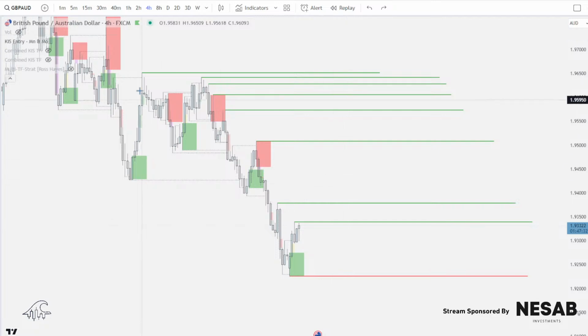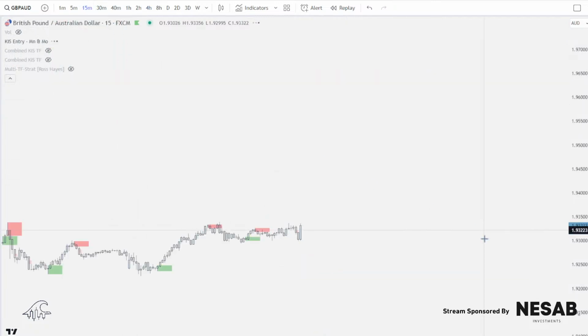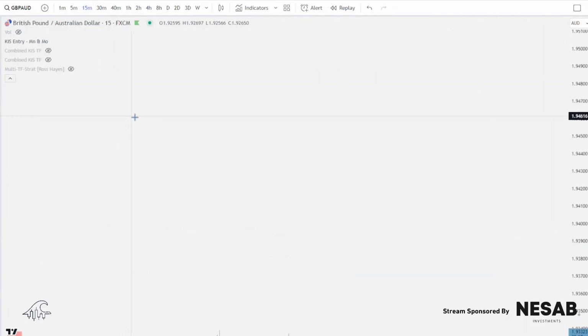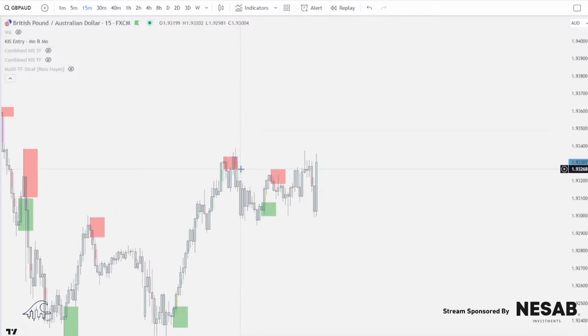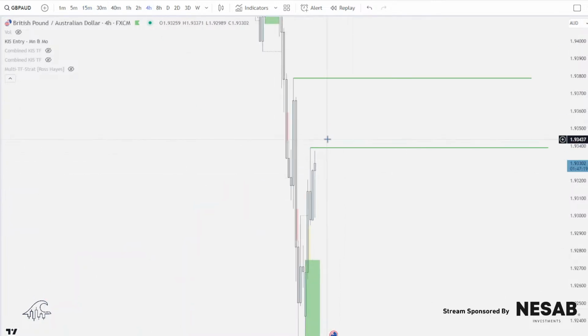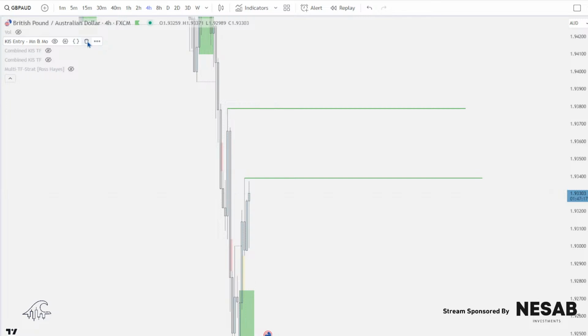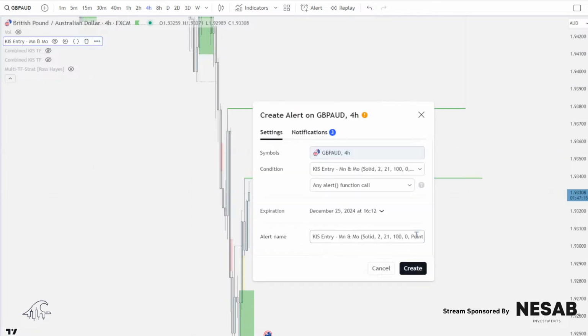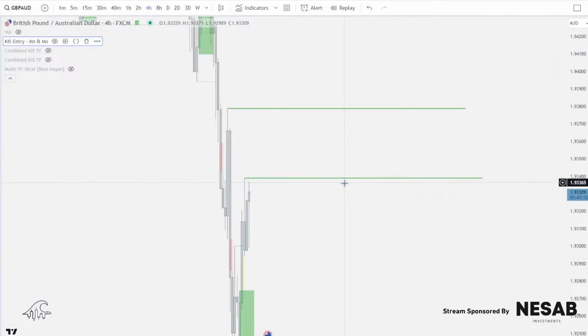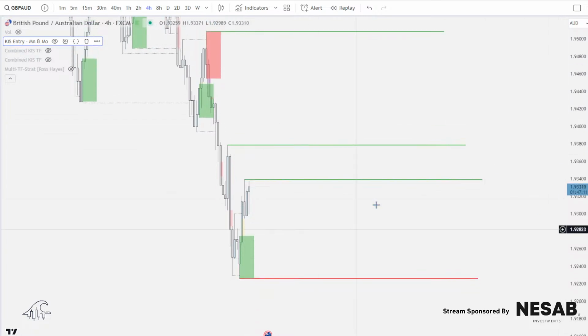Long weekend, guys. Long weekend. I'm looking for this high to be run. I believe it's that high. Yeah, this high to be run and this high. So we'll just set an alert on this. Simple as that. 4-hour alert. Beautiful. We know now. If anything happens, we got it.